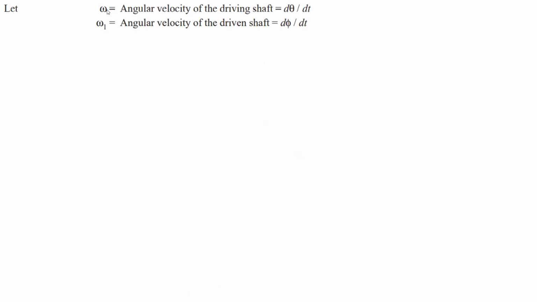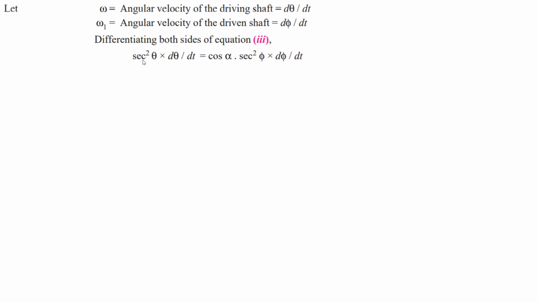So as I told you, omega is the angular velocity of the driving shaft, d theta upon dt. Omega 1 is the angular velocity of the driven shaft. So that equation, you differentiate. Let us see what you find. Tan theta is equal to tan phi into cos alpha.